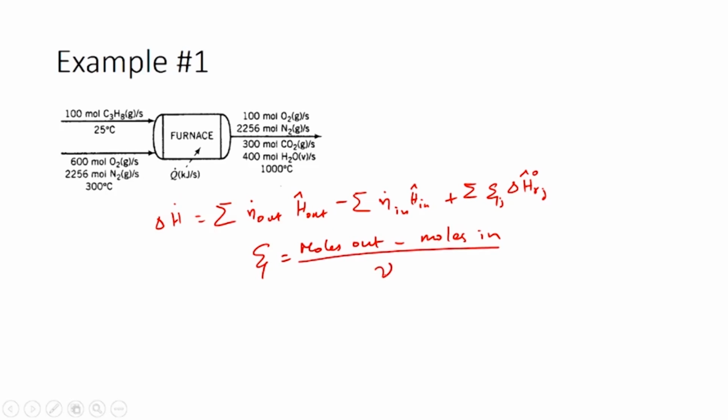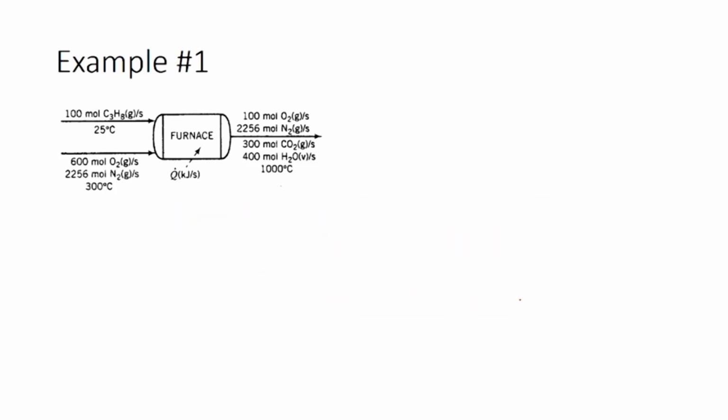Here, let us take propane as the reactant taking part in the reaction. Moles out is 0, moles in is 100, and the stoichiometric coefficient would be -1 because it is a reactant with a stoichiometric coefficient of 1. So, the extent of reaction is 100. This means 100 moles of the compound is reacting. Using this extent of reaction, we can plug the values back into this equation and calculate the total change in enthalpy.